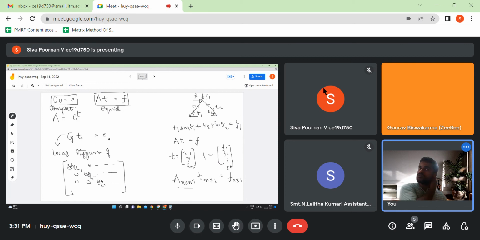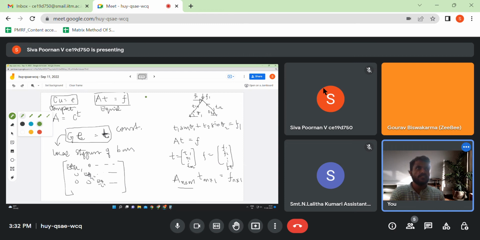I'm sorry, this should have been G e is equal to T, because stiffness relates that. Yes. Sorry for that. So if you have this, the local stiffness of bars, then we can combine all these equations, the constitutive relation, right? So we can combine all these three. How do we combine? We can write G e equal to T, but e itself is Cu, right? So I can write G, instead of e I can write Cu. Cu is equal to T, right? This is what we have. I have used these two equations now.